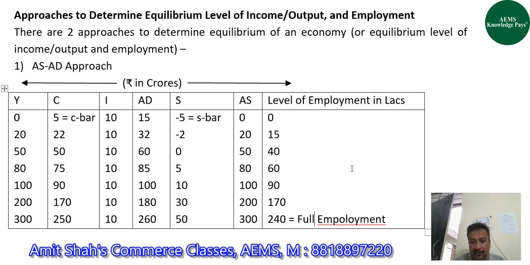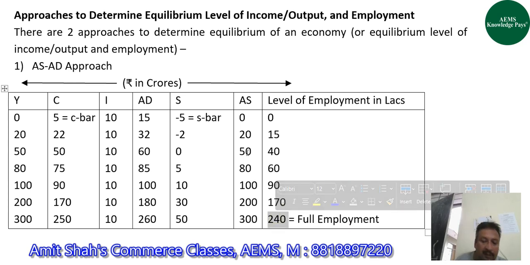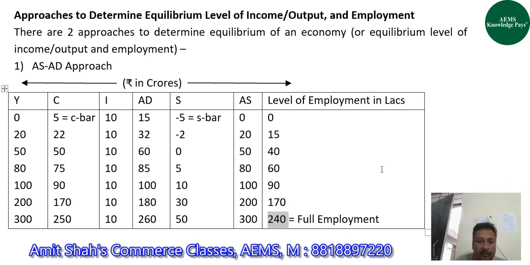In an economy, total 240 lakh people are there. This is the total workforce of an economy. This is not the total population. This is the total workforce. Workforce means those who can work and those who are willing to work. These two conditions make you a part of the workforce. You are willing to work and you are able to work. Right, guys? So let's say in an economy, the total workforce is 240 lakhs.